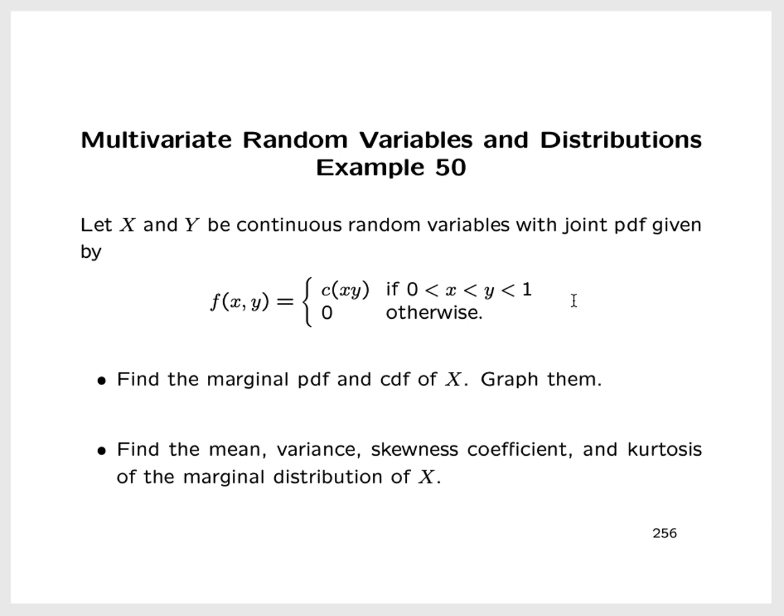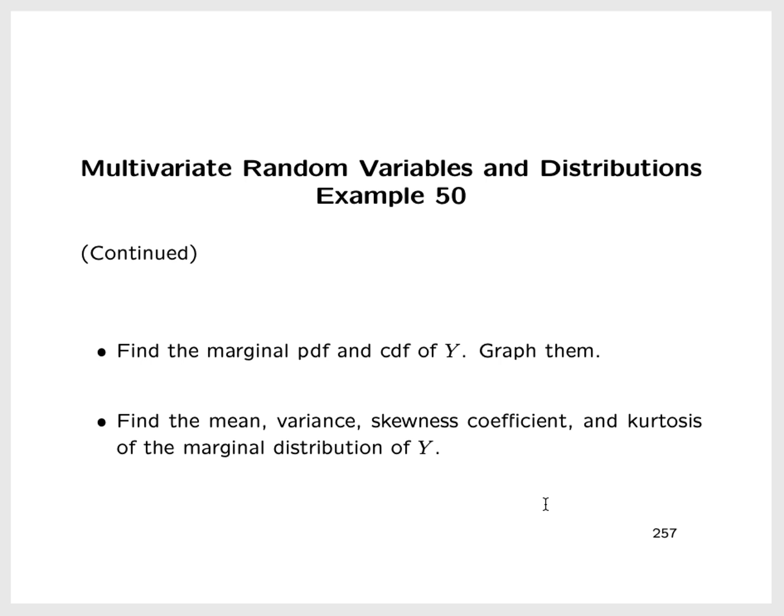Okay, so that is what differentiates this joint PDF from the PDF in the previous example. The sample space is different. There's a constraint involving x and y. You see that x has to be less than y. So again, find the marginal PDF and CDF of x, find the mean, variance, skewness, and kurtosis. Again, some of these I think you'll see that we've already done, and so we won't replicate that work here. Then we also want to find the marginal PDF and CDF of y.